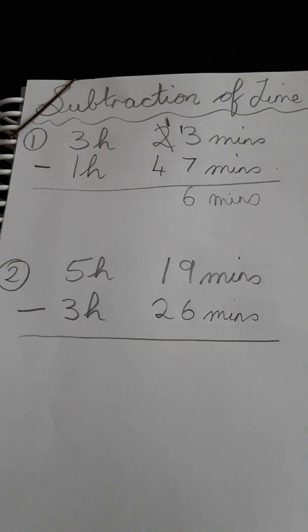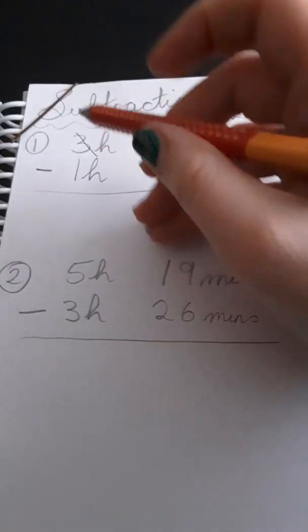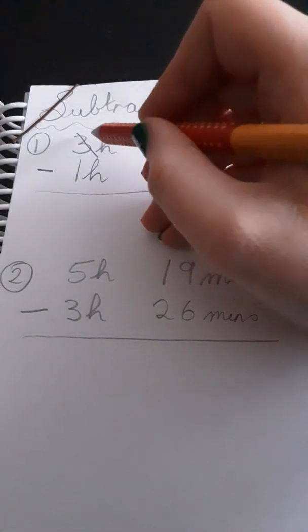So then you've got 1 minus 4. And you have a problem because you can't subtract 4 from 1. You can't say 1 minus 4 because it brings you into difficulties. So you're going to have to borrow an hour from here. So because you're taking an hour over here to use, 3 turns into 2.